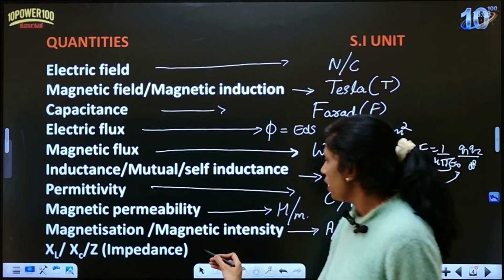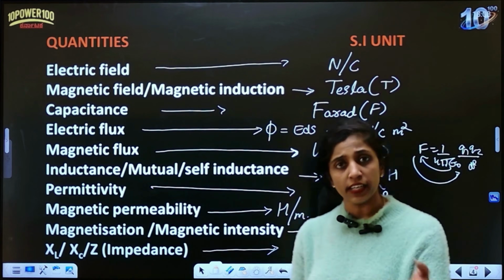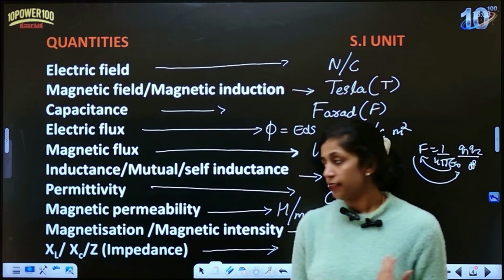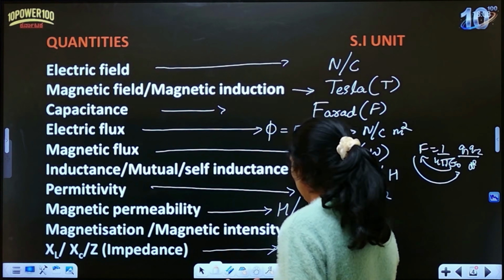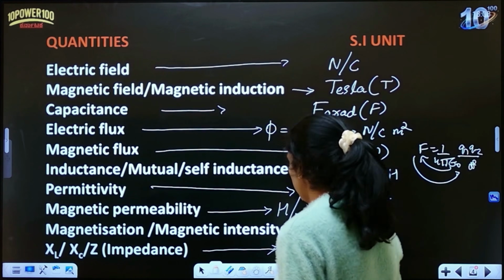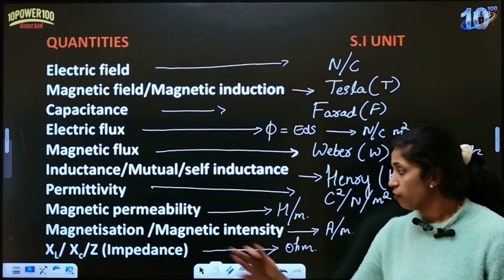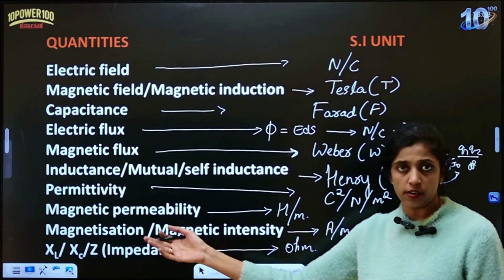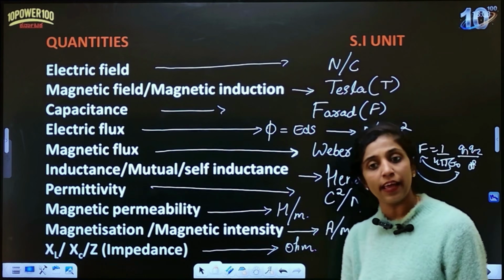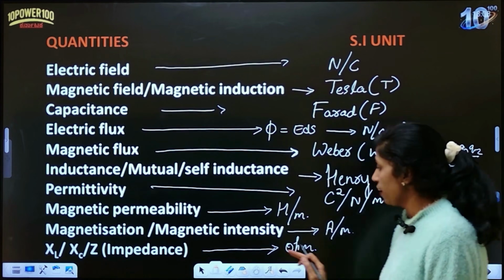Okay, and then the SI unit of impedance, inductive reactance or capacitive reactance is ohm itself, because they all are resistance. That's the reason impedance is denoted by Z, right? And inductive reactance and capacitive reactance are denoted by XL and XC. So for all of them the SI unit is ohm.